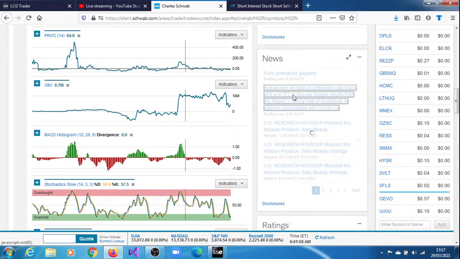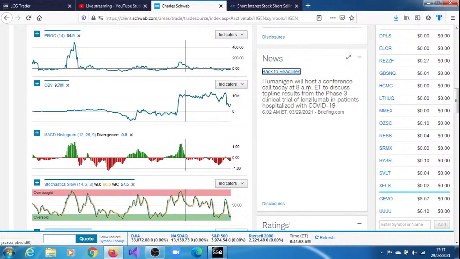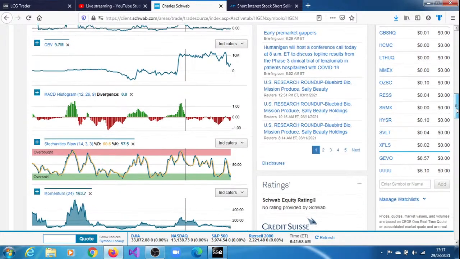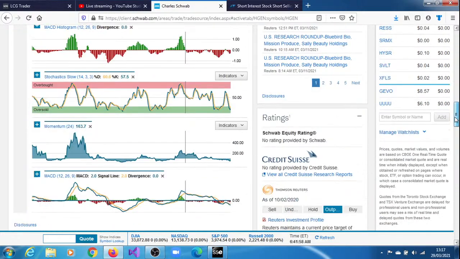There's some news here. It says HGEN will host a conference call at 8 a.m. Eastern Time to discuss top-line results from the phase 3 clinical trial of Lenzilumab in patients hospitalized with COVID-19. So the company is definitely doing research in what is very relevant at the moment.